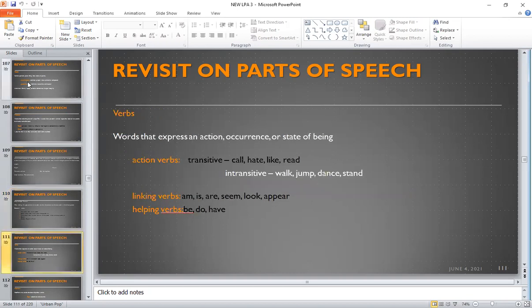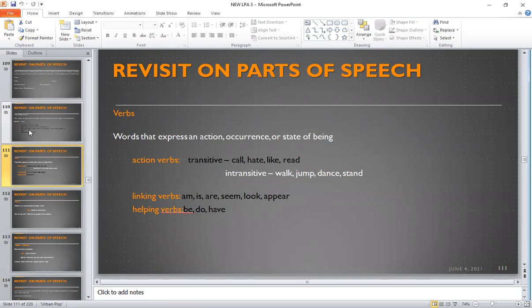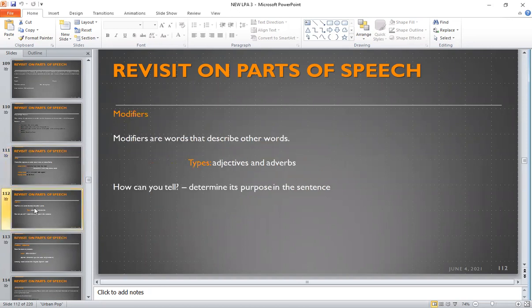Next, verbs. Words that express an action, occurrence, or state of being. Action verbs: transitive, like call, hate, like, read. Intransitive: walk, jump, dance, stand. Then you have your linking verbs: am, is, are, sing, look, appear. And then your helping verbs: be, do, have. Again, we're just browsing through this. I know all of you already know this from school. So we're just revisiting.